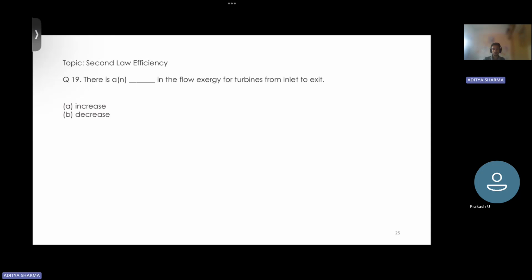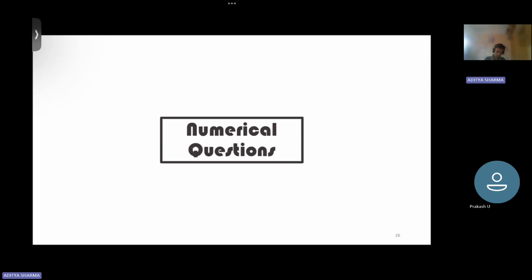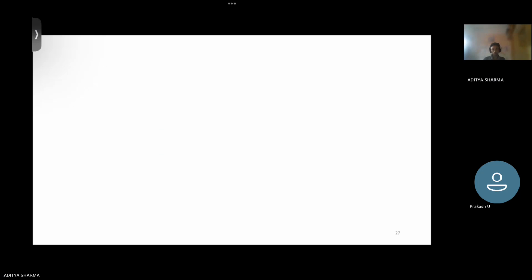So in that case, what will be the answer to this? What will be the answer to this question? Because the potential decreases, in that case, the exergy also decreases.